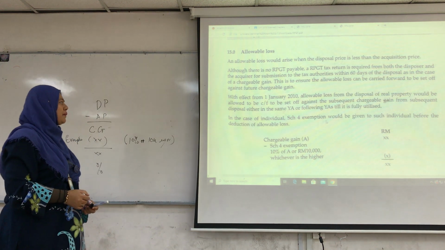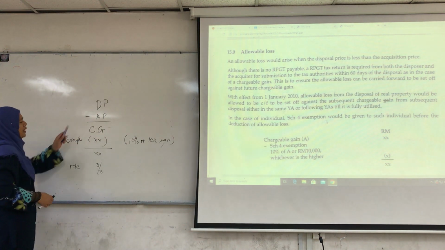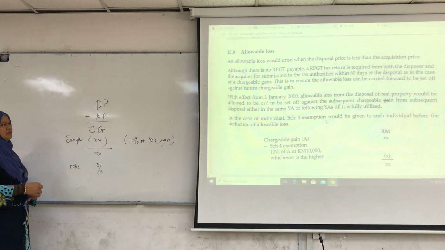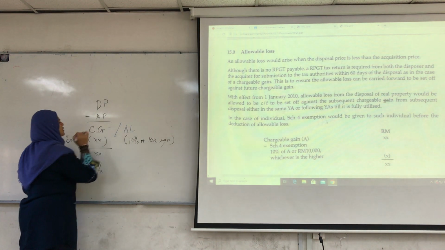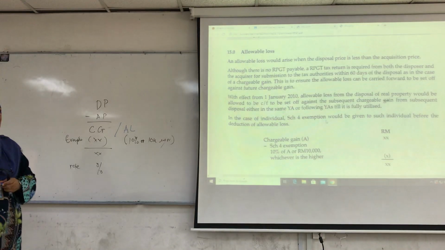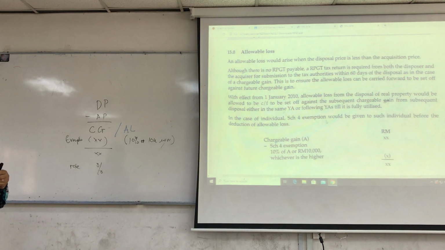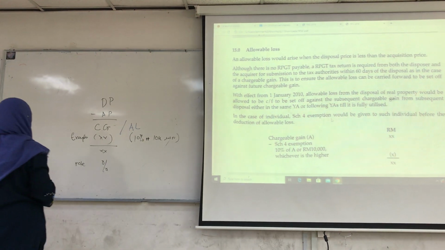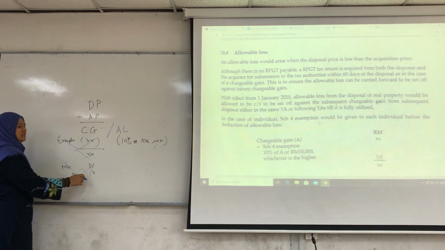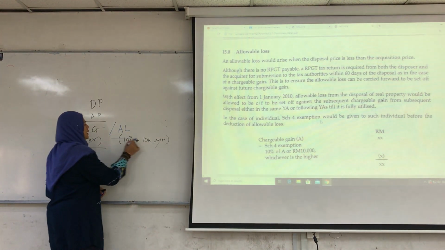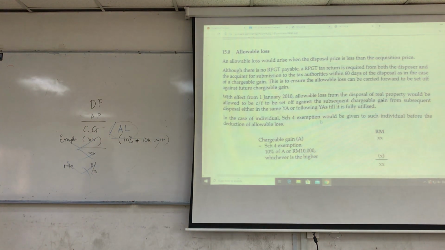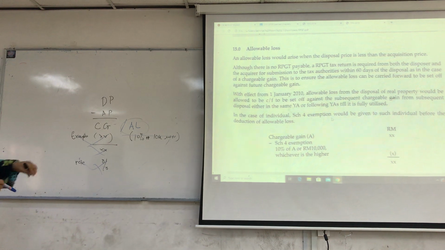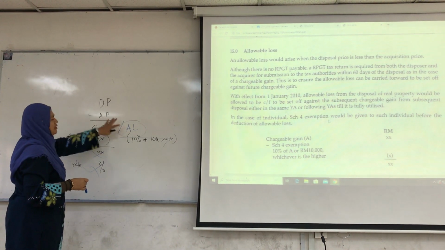So what happens is that instead of having a chargeable gain, you have a chargeable loss. Or rather, not a chargeable loss, an allowable loss. If it is a loss, it is no longer chargeable. So we have an allowable loss. The law says that if you have an allowable loss for the current year, of course there is no more exemption and no RPGT, because you have a loss. So you stop at this allowable loss for that year of assessment. When the disposal price is less than your acquisition price, then you have an allowable loss.